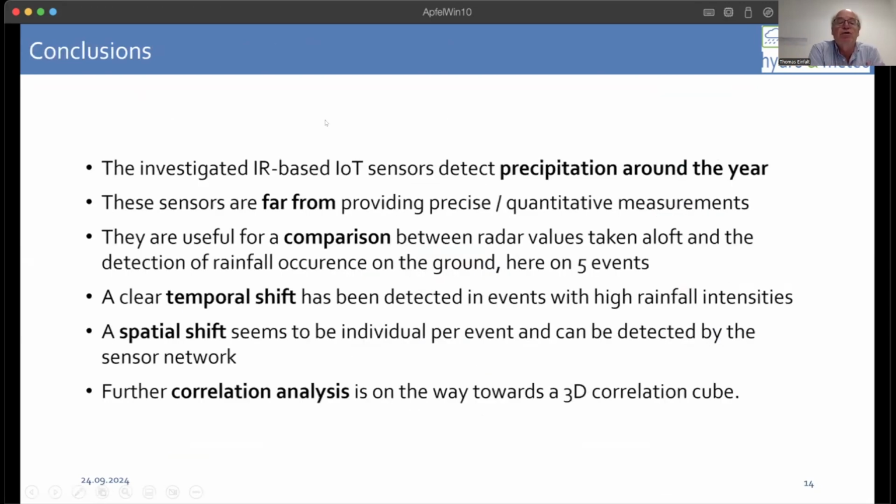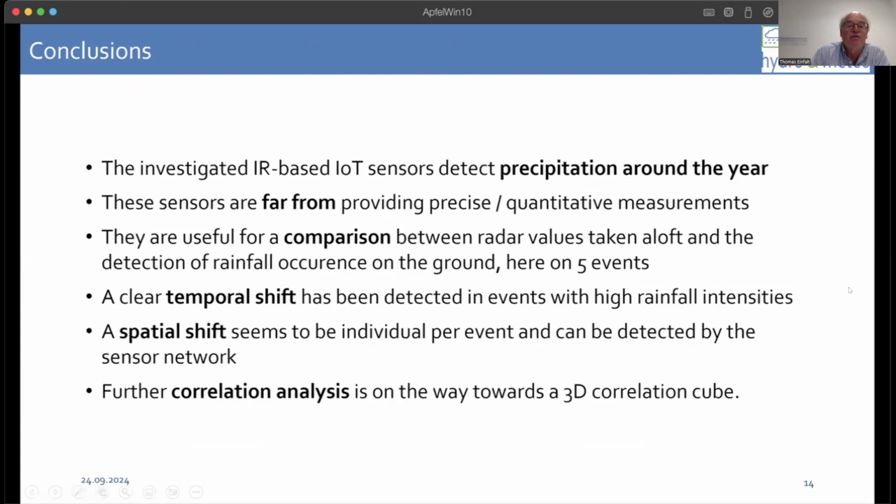So as a conclusion, we investigated IoT sensors based on infrared technology to detect precipitation around the year, and they are able to do this. These sensors are far from providing precise or even quantitative measurements, but they are useful for a comparison between radar values taken aloft and the detection of rainfall occurrence on the ground. Here with 5 events, but we will look into more of them.